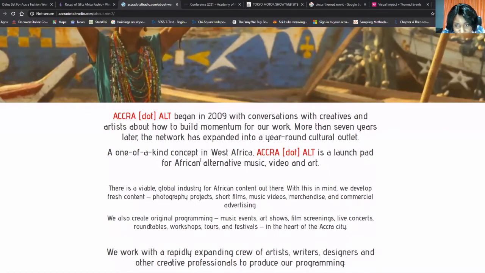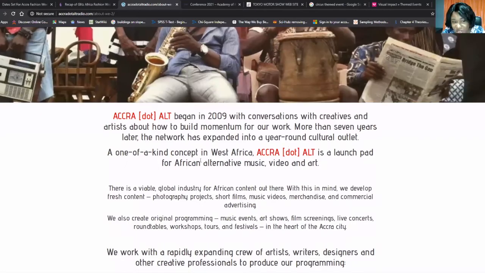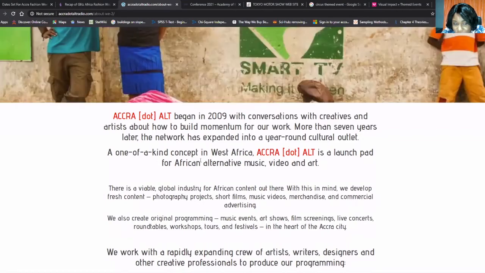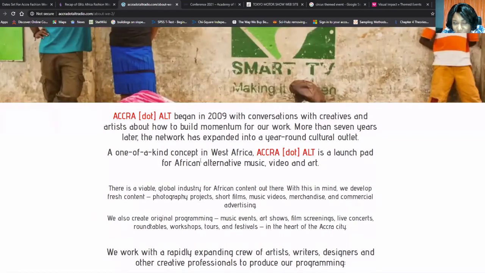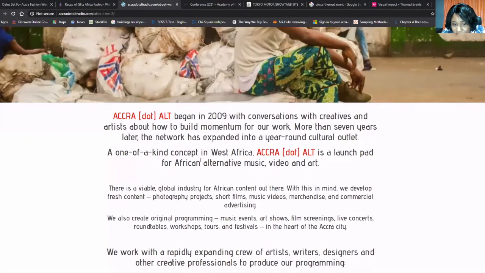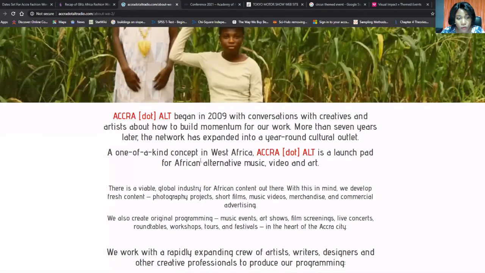Can we see it? Yes, please. Okay, so in what form did the idea generation take based on what we are seeing? How did the idea come about? Ruth, can you help us? How do you think the idea for Accra.alt came about?